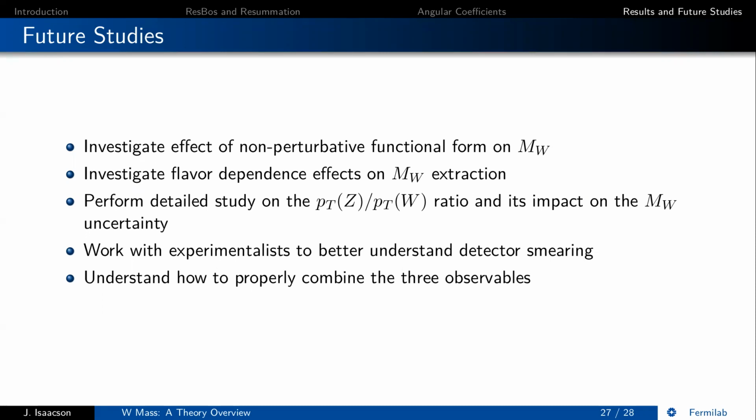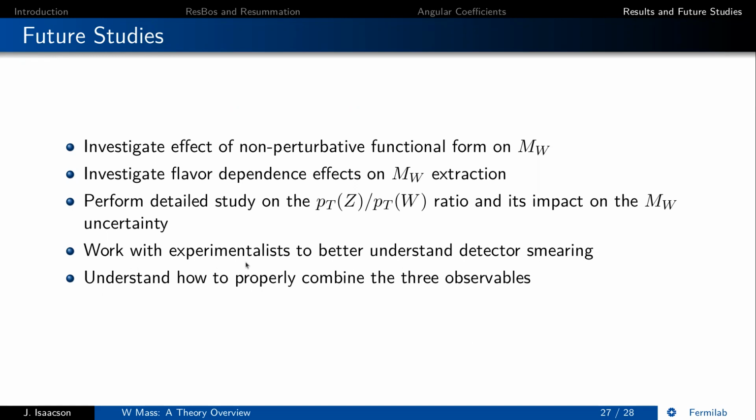I, and our collaboration, the Resmus group, want to look into more detailed studies on this PTZ to PTW ratio and how you turn your cranks and turn this into an MW uncertainty, and really, again, redo the CDF approach to see if we can show those results. And again, this is a data-driven approach. Following this approach helps to deal with a lot of questions of how you handle the scale uncertainties, since they limit the scales based off of their experimental data.